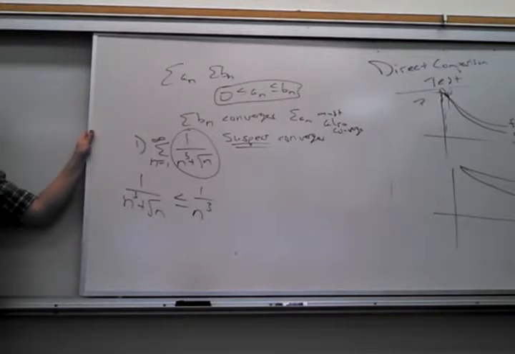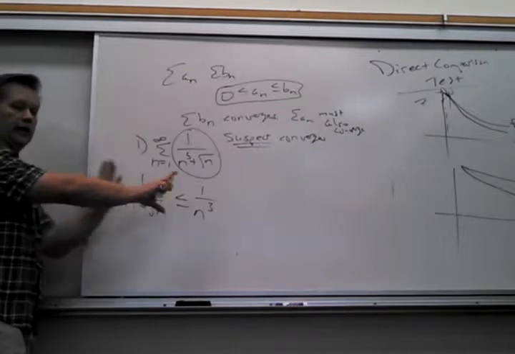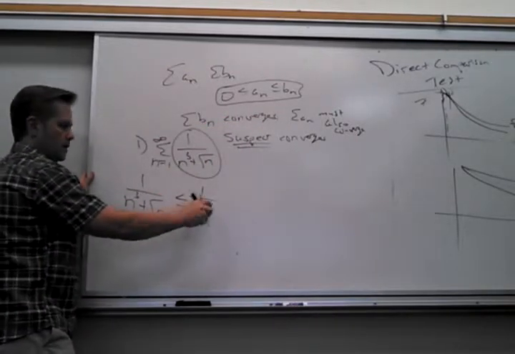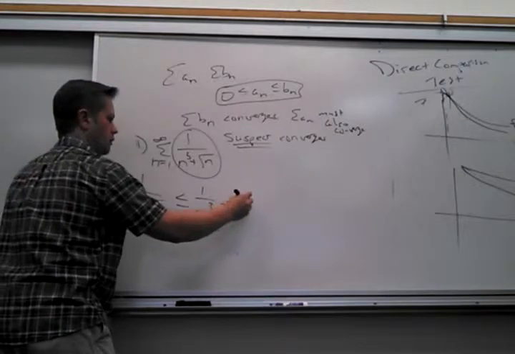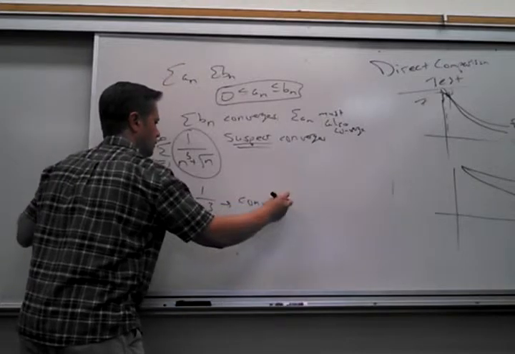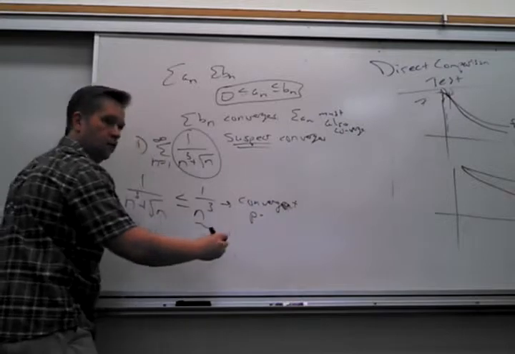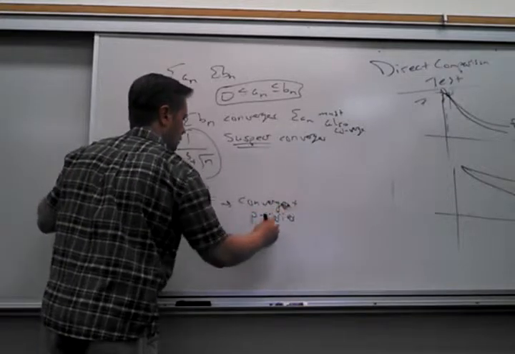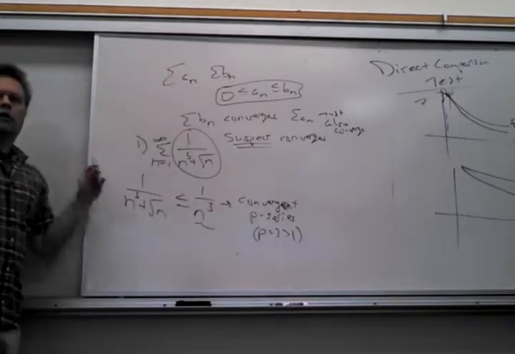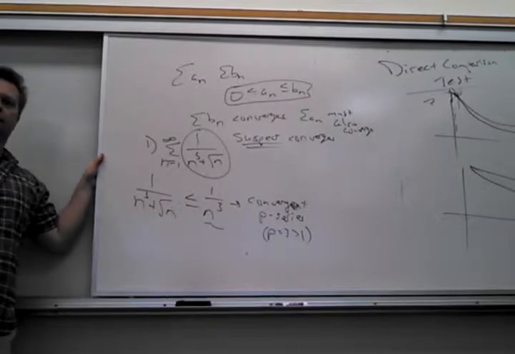Sometimes it's not that difficult because it's just screaming at you what it wants to be, so you just help it in that direction. So I found a larger function. What does this do? Convergent. Be very specific. Convergent what? P series. P equals 3, greater than 1. You understand what I'm saying there? Don't just say convergence. You better tell me why.